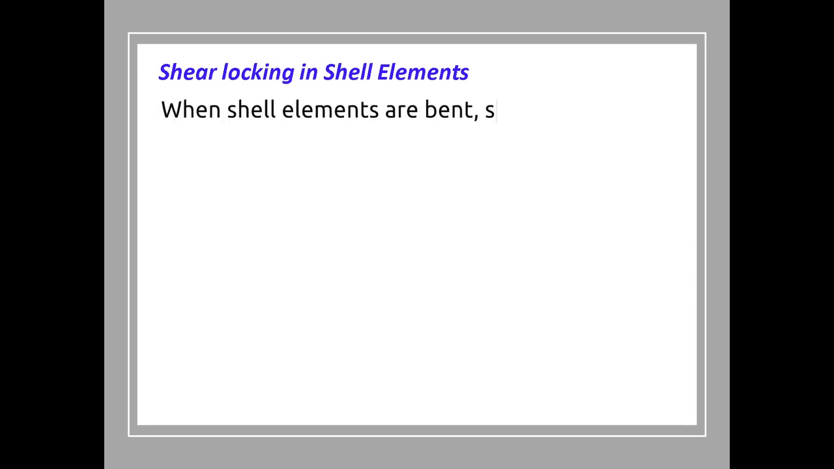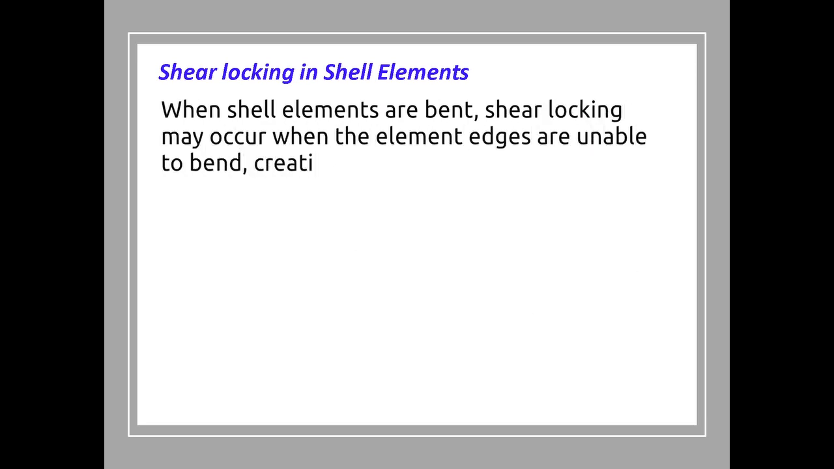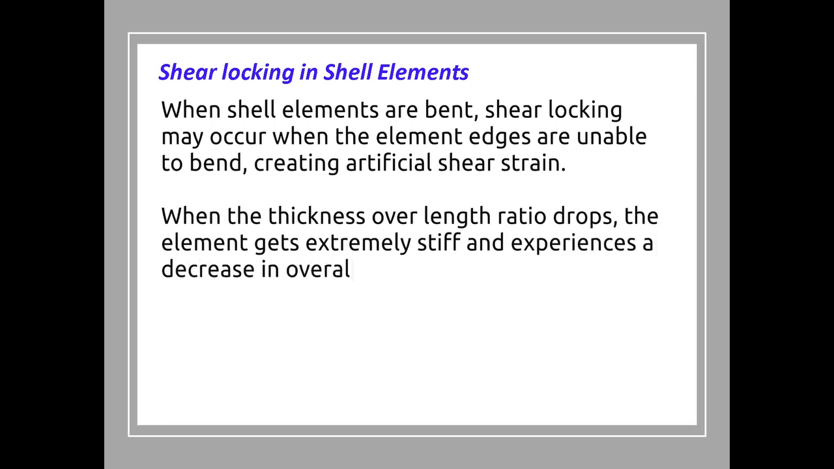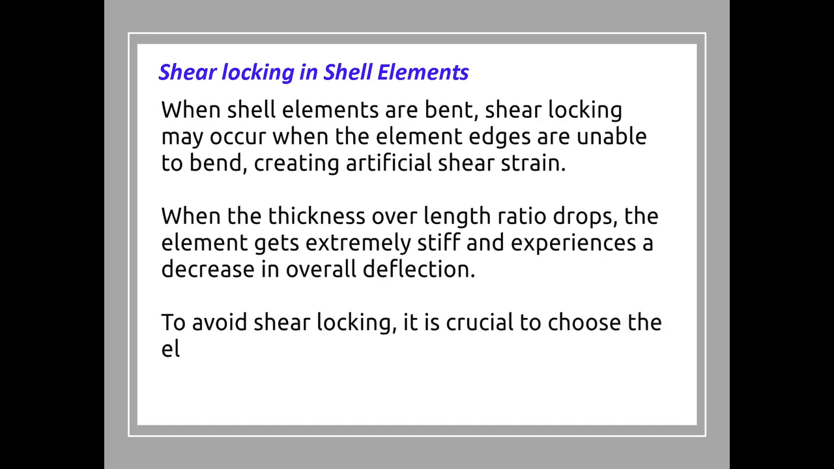When shell elements are bent, shear locking may occur when the element edges are unable to bend, creating artificial shear strain. When the thickness over length ratio drops, the element gets extremely stiff and experiences a decrease in overall deflection. To avoid shear locking, it is crucial to choose the element's geometries carefully.